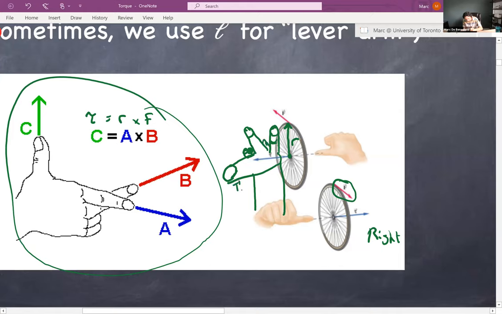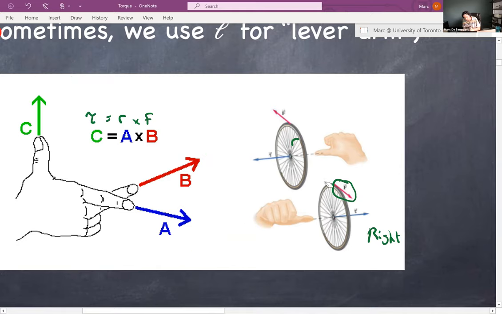Your thumb will point to the left. And I can't draw to save my life on a chalkboard, let alone on a tablet. But if you take your right hand at the moment and you point your index finger straight up in the air and you point your middle finger toward the computer screen, you will see that your thumb points directly to the left. So that's what's going on there.